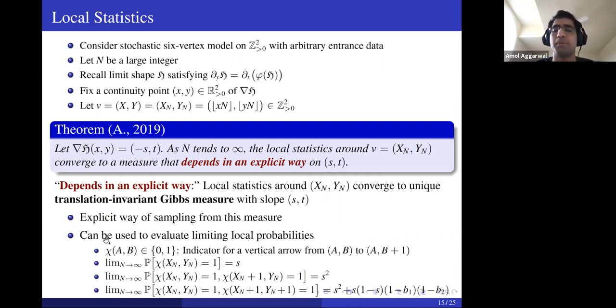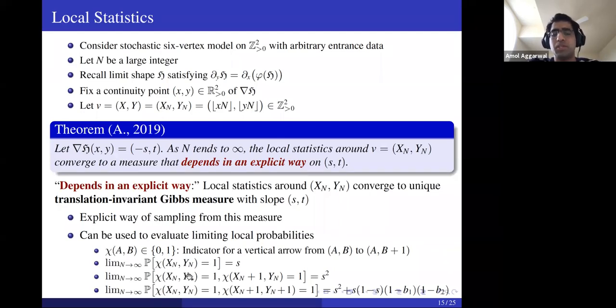So if I let, for example, chi of a, b denote the indicator function for an arrow going from a, b to a, b plus 1, so a vertical arrow exiting from this vertex a, b, then a consequence of this theorem is that the probability that an arrow vertically exits from this x n, y n, so that's chi of x n, y n equal to 1, the probability that a vertical arrow exits from x, y, is equal to s.